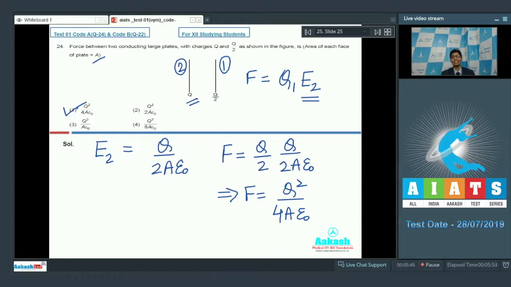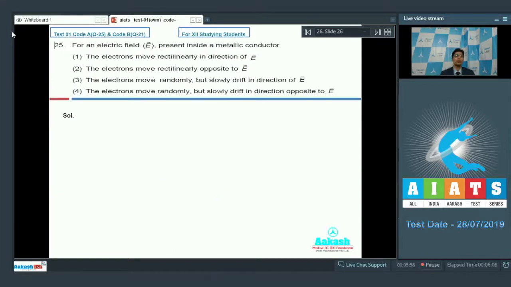Now let us proceed to the next question, which is question number 25. Dear students, question number 25 says that for an electric field E vector present inside a metallic conductor, option 1, the electrons move rectilinearly in direction of E. Option 2, the electrons move rectilinearly opposite to E. Option 3, the electrons move randomly but slowly drift in direction of E. Or option number 4, the electrons move randomly but slowly drift in the direction opposite to E.